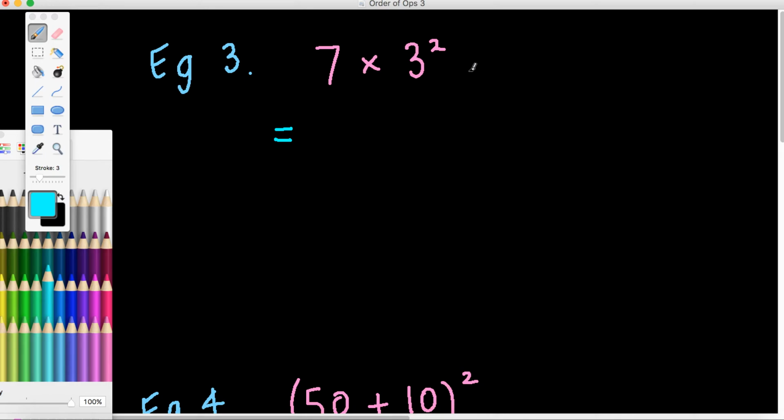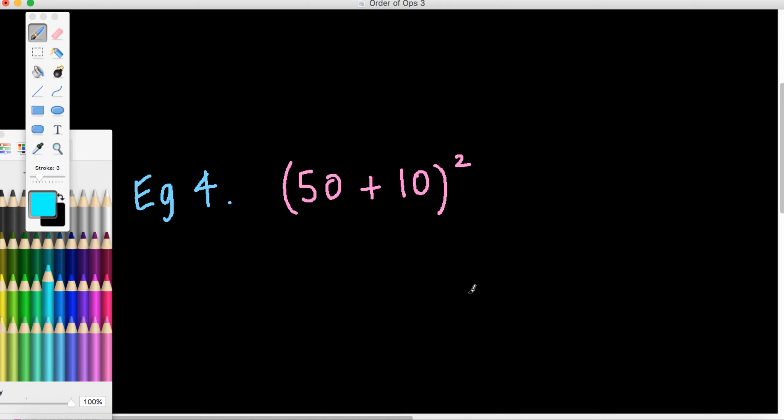All right, so all I've got going on here is an index. I've got a power here, 3 to the power of 2. Of course, that means 3 times 3. It does not mean 3 times 2. Another common error that I'm seeing. I need to do indices first, so I need to do the 3 times 3 first. And then finally, 7 nines are 63.